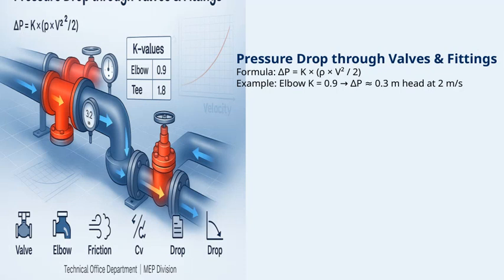Let's take a closer look at pressure drop through valves and fittings. The key formula here is delta P equals K times rho times V squared divided by 2. Essentially, this tells us that the pressure loss depends on a few factors: the flow velocity, the fluid density, and a coefficient K that varies depending on the fitting or valve. For example, if we consider an elbow fitting with a K value of 0.9 and a flow velocity of 2 meters per second, the pressure drop, or delta P, is approximately 0.3 meters of head. This illustrates how even small fittings can contribute to overall system pressure losses.